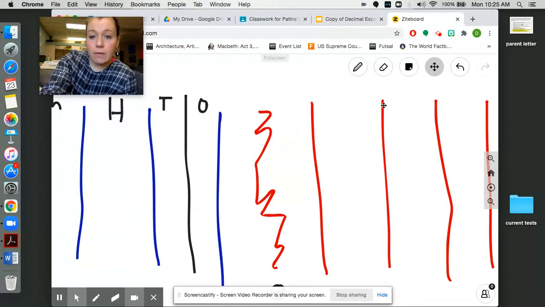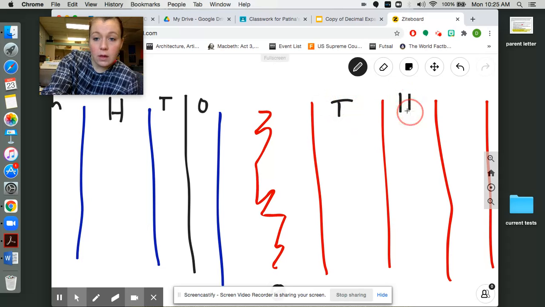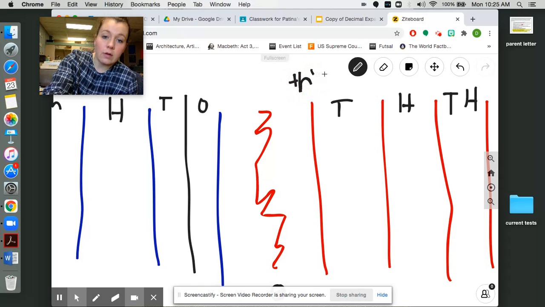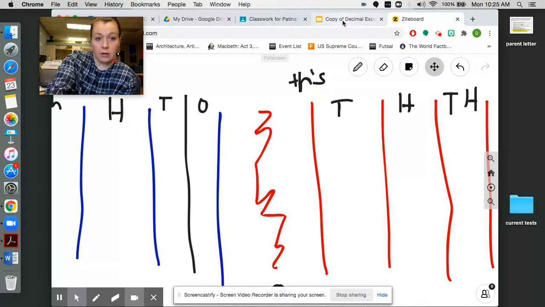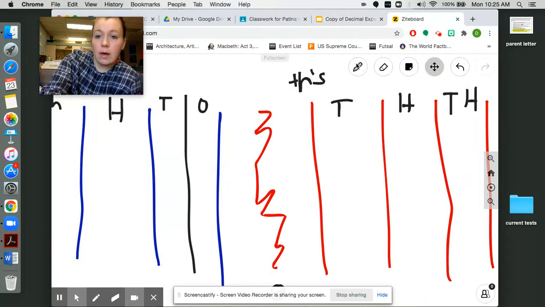Then I have the tenths, hundredths, and thousandths. So these are the TH families. So make sure you remember that if it has a TH, it is going to be a decimal. Okay, so let's go back to my number really quick. I have 865 and 3/10. So I'm going to write my number.